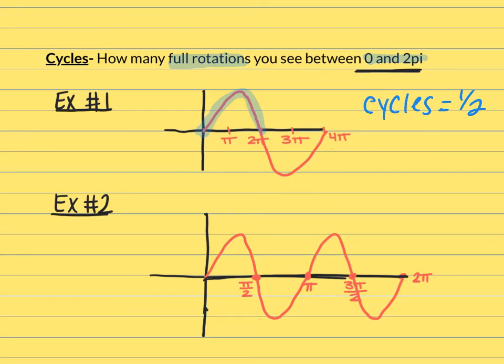Let's look at example number 2. So we're going to trace starting from the beginning until we get to 2 pi. So 1, 2. So 2 cycles from 0 to 2 pi. So my cycles in problem number 2 is 2. I see 2 cycles between 0 and 2 pi. Okay, let's try a couple more examples.